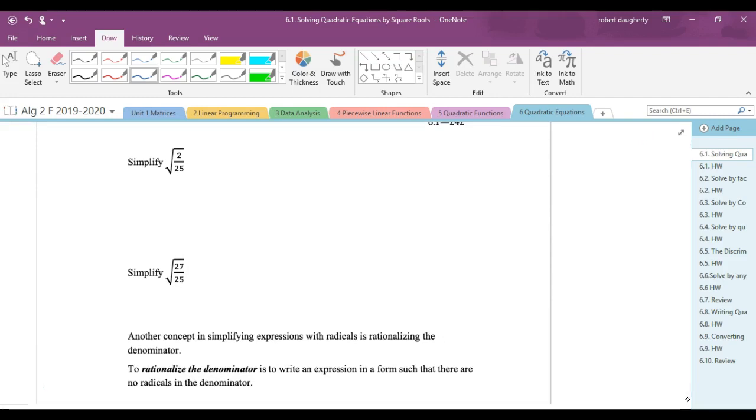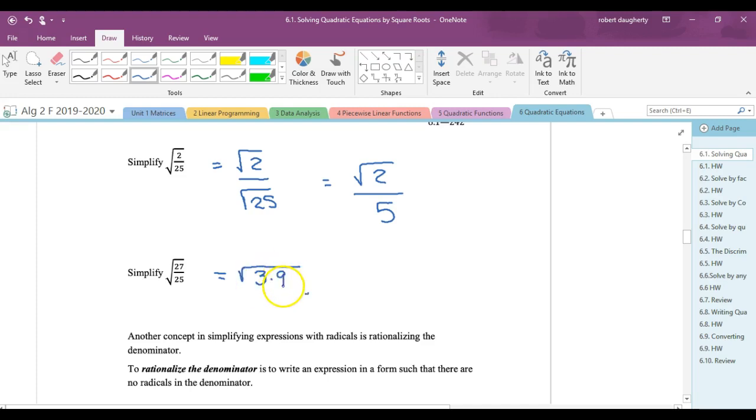Square root of 2 over 25. I can write this as the square root of 2 divided by the square root of 25. And then what does this become? Yeah, this is the square root of 2 divided by 5. Square root of 27 over the square root of 25. Okay. How can I rewrite the top? Yeah, 3 times 9. What's the bottom? Bottom is just 5. And so this becomes what? 3 square root of 3 divided by 5. Okay?